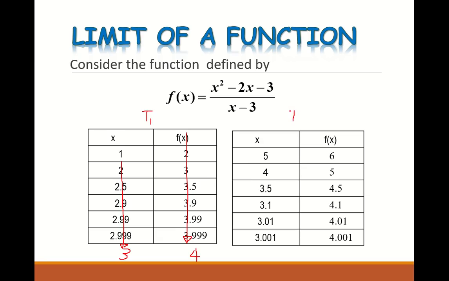And for table 2, we've noticed that as x approaches 3, but this time the value of x is decreasing. So as x gets closer and closer to 3, in either scenario, what happens to our f of x? You've noticed that f of x is going down from 6 to 5, 4.5, 4.1, 4.01, 4.001. So where do you think these values go to? It will also go to the value of 4. So as x gets closer and closer to 3, decreasing from 5 to 3, f of x also gets closer and closer to 4.